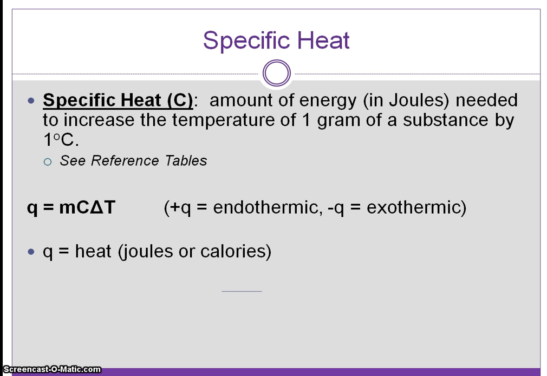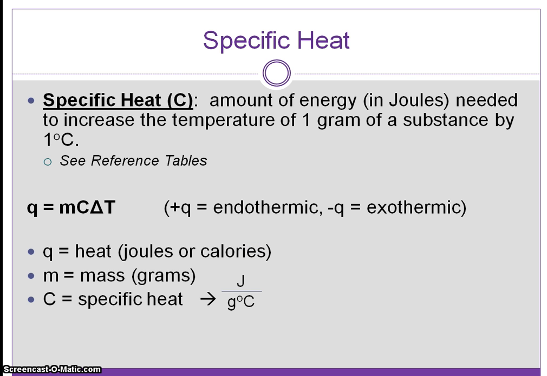So for this equation, Q stands for heat, and that's going to be either in joules or calories. M is the mass, and that's in unit of grams. C is the specific heat, and it has a really big unit. This is not an equation, this is the unit for specific heat. It's joules per gram degree Celsius. And notice since this has Celsius in the unit, your temperature for this chapter is also going to be Celsius, so don't turn it into Kelvin this time.